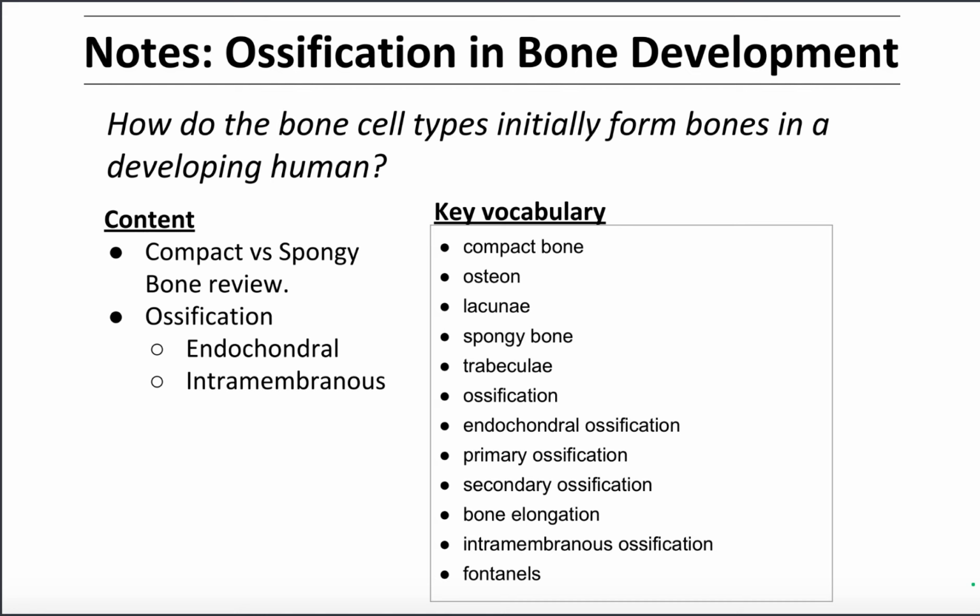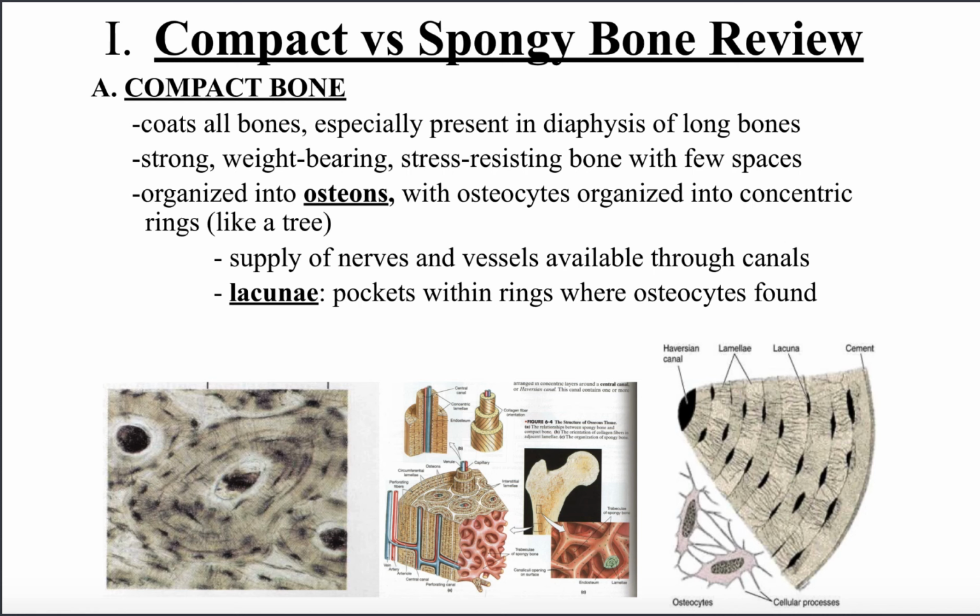And before we really dive into how bones are formed, we need to do a quick recap of compact bone versus spongy bone. So you've already gone into compact bone in real depth when you went over the long bone structure, but just a reminder, compact bone is dense, strong, weight-bearing, stress-resistant bone with little spaces available for anything other than bone cells and blood vessels to help deliver nutrients to those bone cells.